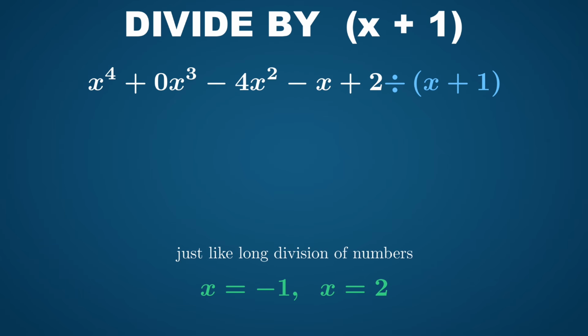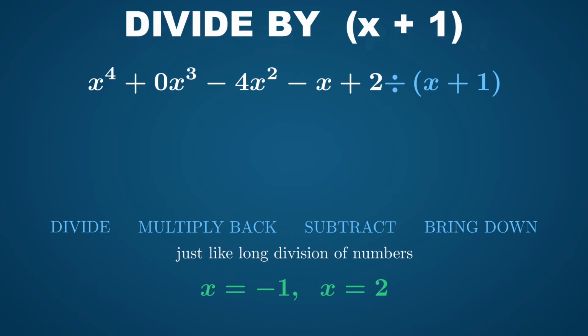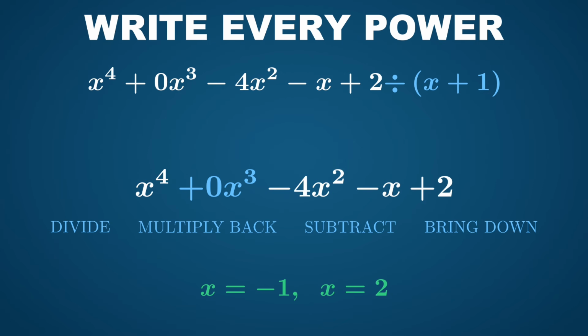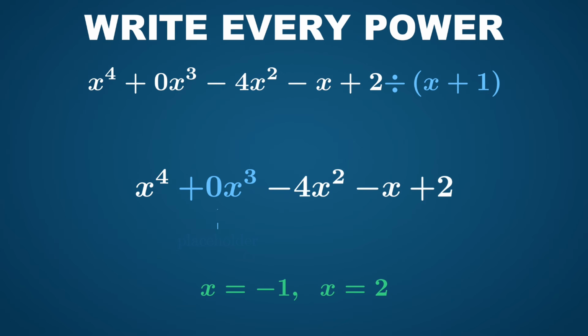Polynomial long division works much like division of numbers. We divide, multiply back, subtract, and then pull the next term down. First, we write the quartic with every single power on display. That is x to the fourth plus 0x cubed minus 4x squared minus x plus 2. The 0x cubed term is a placeholder, so no column goes missing.